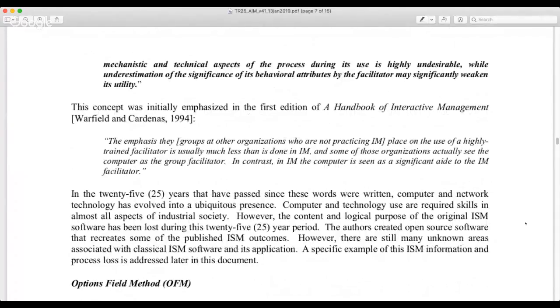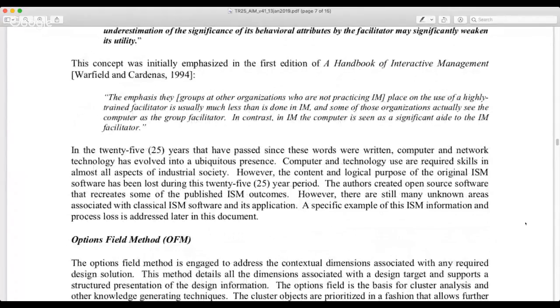The emphasis that other groups practicing IM place on the use of highly trained facilitators is usually much less than is done in IM. Some of those organizations actually see the computer as the group facilitator. In contrast, in IM, the computer is seen as a significant aid to the IM facilitator. And what we're adding with augmented IM, the computing processes and so forth, are all seen as aids to the facilitator and the people that are managing the process. The computer program is not managing the process.